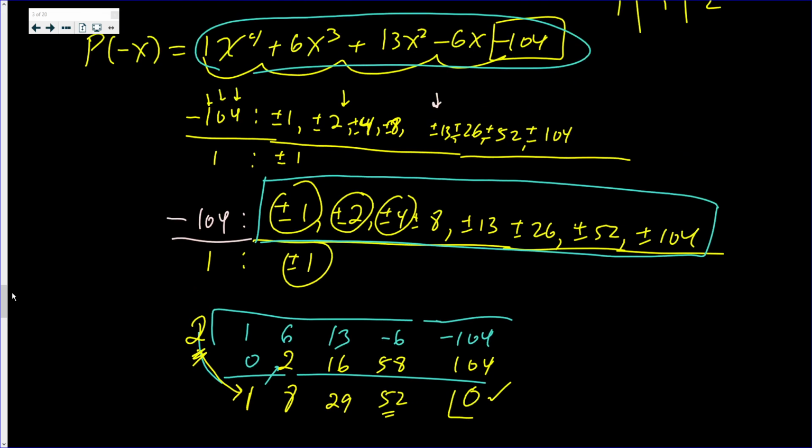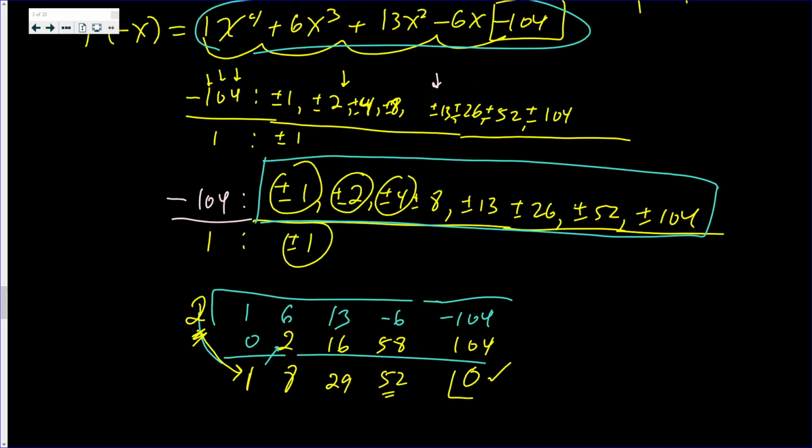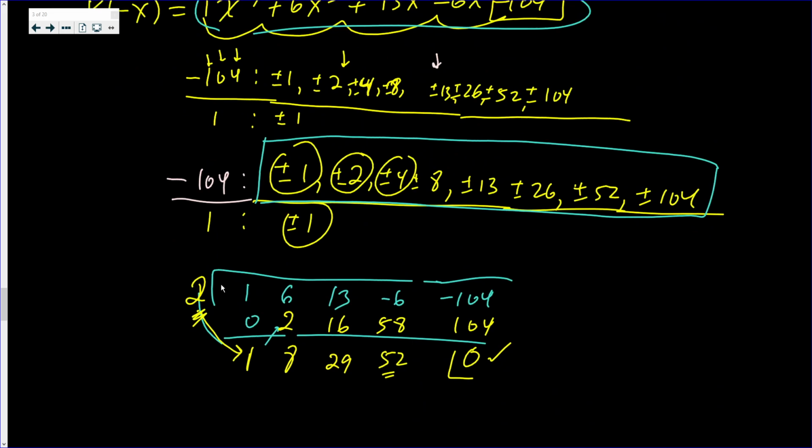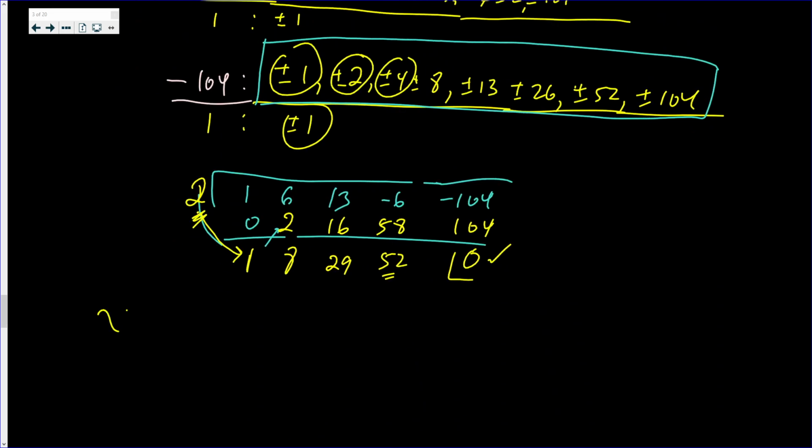That means that this polynomial, x to the 4th minus 6x cubed plus 13x squared plus 6x, hold on a second, minus 104.